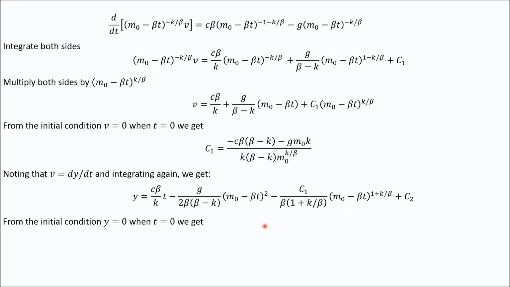And then again, y equals 0 when t equals 0. That's an initial condition because the rocket started on the ground. So put in 0 for t's everywhere, and 0 for y, solve for c2. And this is our expression for c2. Pretty immense when you consider that c1 is all of this.